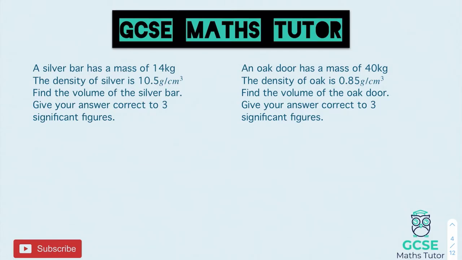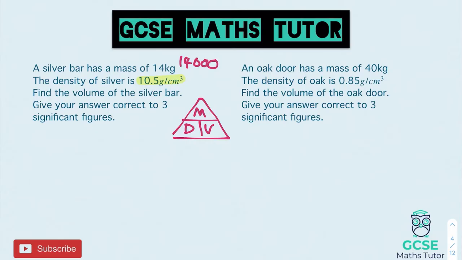Okay, so for the first one, a silver bar has a mass of 14 kilograms. So that is going to be straight away into grams, because that next line is in grams per centimeter cubed. That'll be 14,000 grams. There we go. So putting that into our formula, and I always write down my formula triangle here for every single question. So density, mass, volume. It says find the volume of the silver bar to three significant figures.